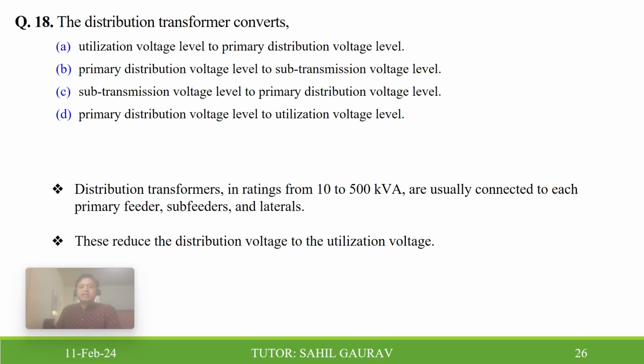Now the next problem, the distribution transformer converts. A option is utilization voltage level to primary distribution voltage level. B is primary distribution voltage level to sub transmission voltage level. C is sub transmission voltage level to primary distribution voltage level. D is primary distribution to utilization voltage level. Yes, Option D, D is the correct option.